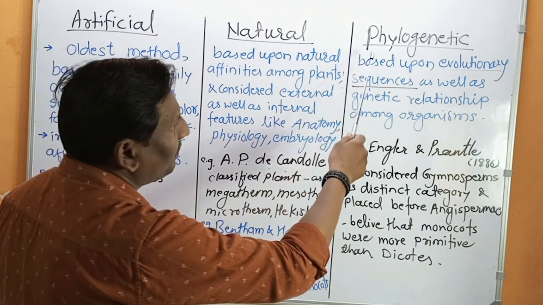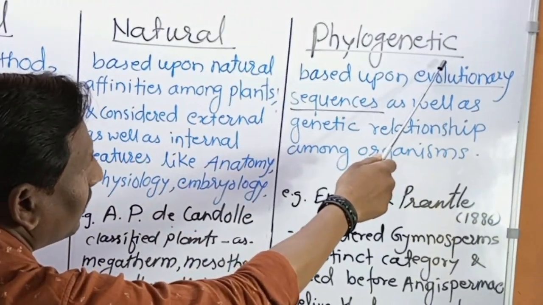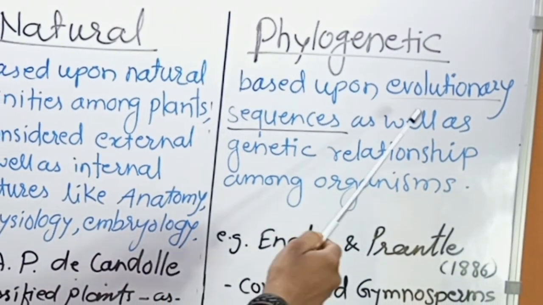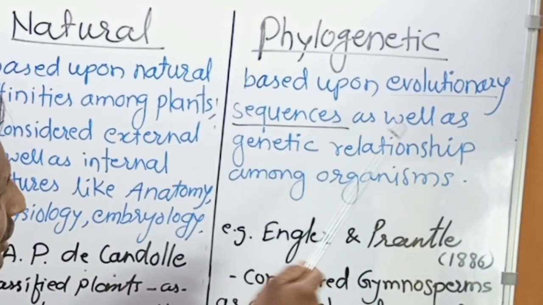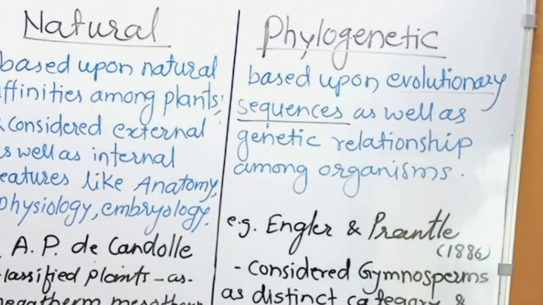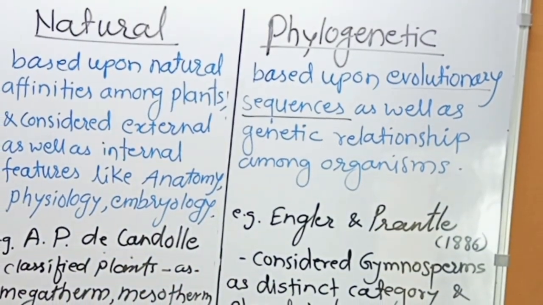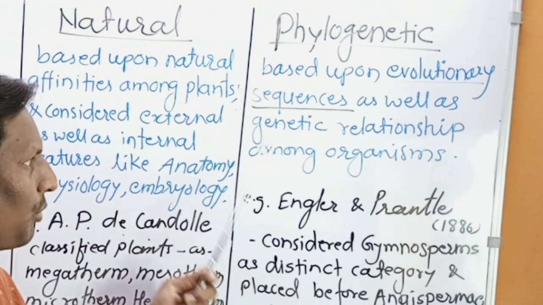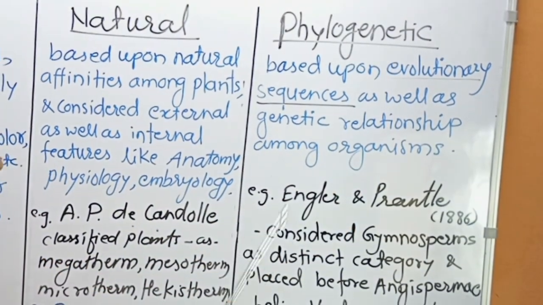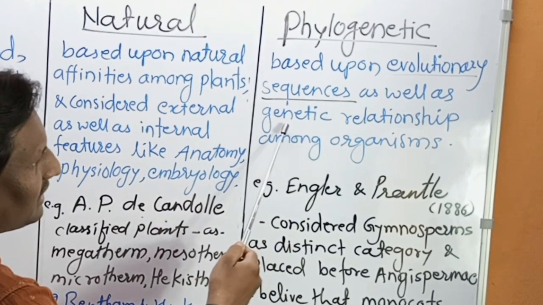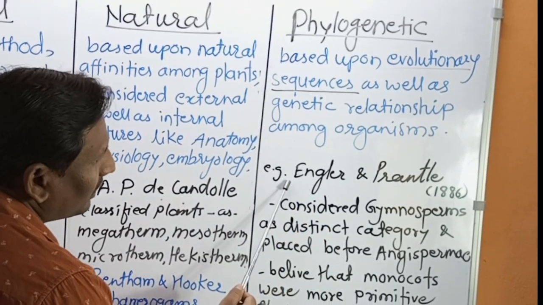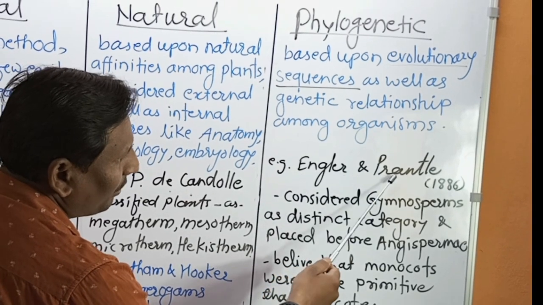The third method of classification is known as phylogenetic classification, which is based upon evolutionary sequences as well as genetic relationship among the organisms. First of all, evolutionary sequences means in what sequence evolution has happened, which organisms developed first and which later, and that is considered as the basis as well as their genetic relationship between the organisms.